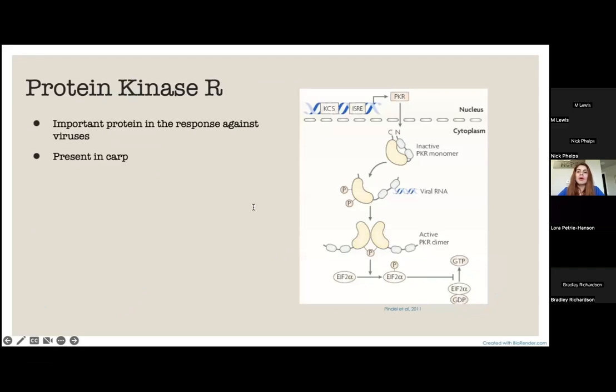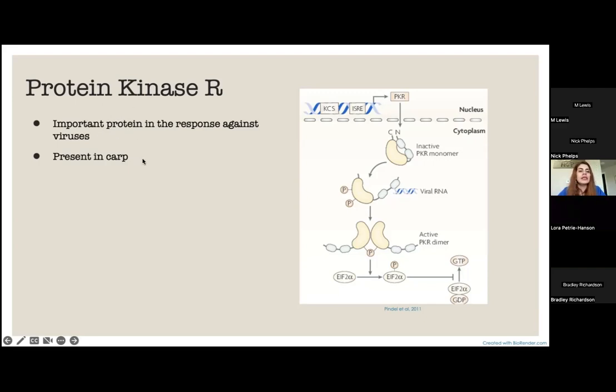So the immune response to viruses is very complex and involves a myriad of molecules. But one important protein in the response against viruses is known as protein kinase R, which we'll call PKR. And PKR is constitutively expressed and accumulated in the nucleus and cytoplasm as an inactive monomer. And so we have that little depiction here on the right.